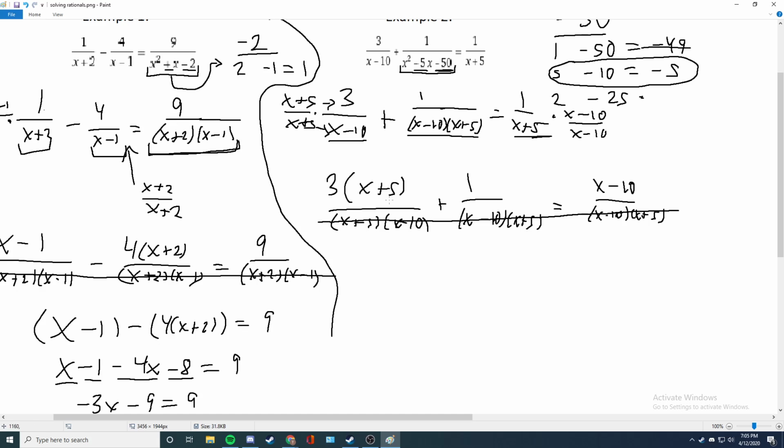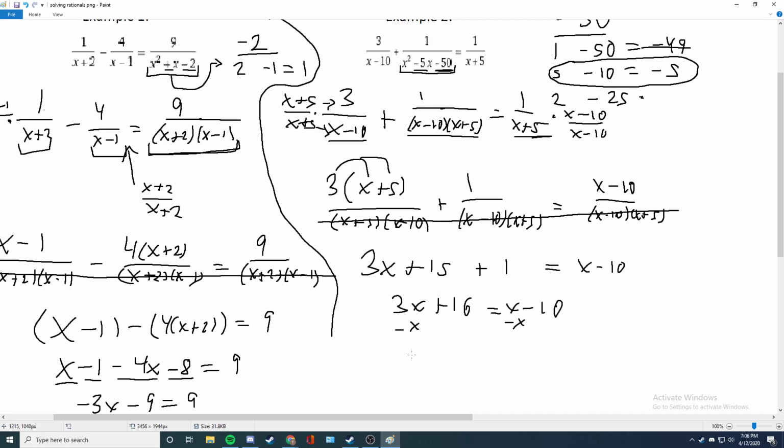So now we can simplify this out. We'll distribute this 3 in here and get 3x plus 15 plus 1 equals x minus 10. And now we'll combine like terms and get 3x plus 16 equals x minus 10. And now let's work on solving for x. So I'll subtract this 1x over and get 2x plus 16 equals negative 10.